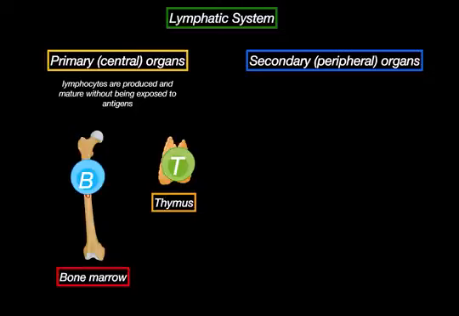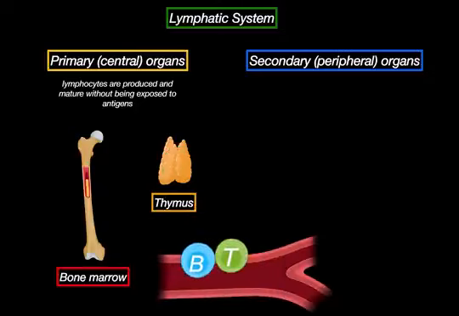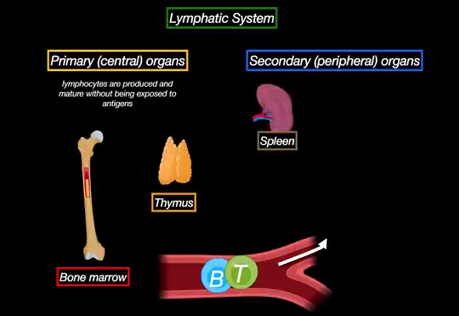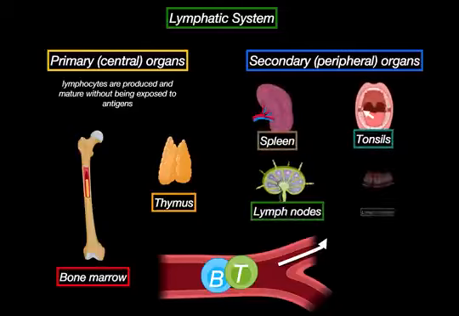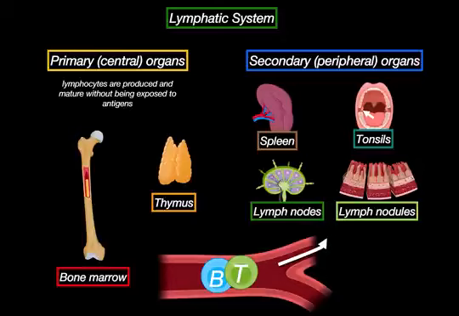Once B and T cells have matured, they enter the bloodstream and circulate towards the secondary lymphoid organs, which are the spleen, the tonsils, the lymph nodes, and the lymph nodules found in mucosal tissue. These are the places where lymphocytes finally meet antigens for the first time. And this is where they get activated and actually start doing their immune functions.